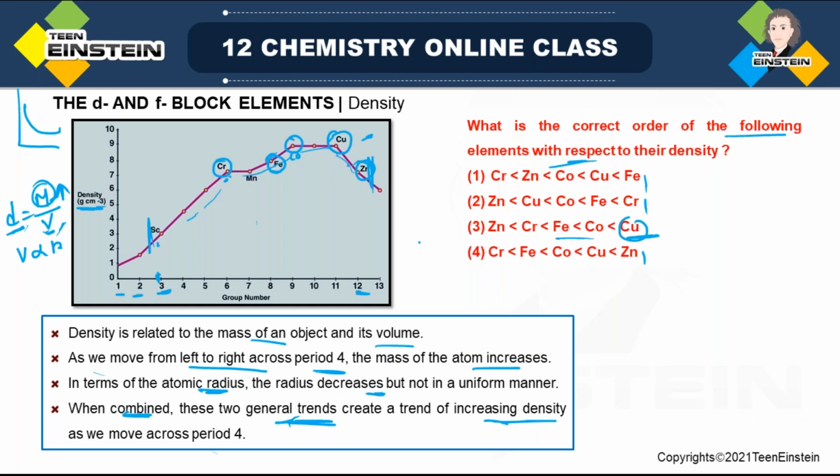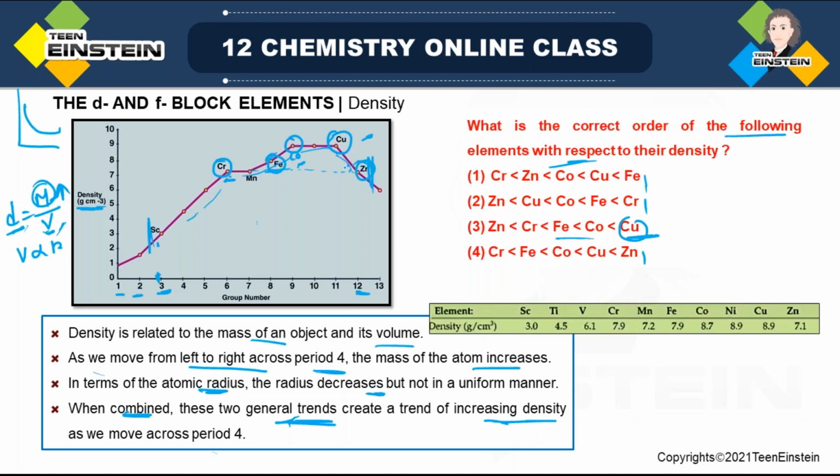So from the graph it is clear, but after copper it is mentioned cobalt. Okay, so this is the position of cobalt. After cobalt it is chromium and iron. So iron is a little bit greater than chromium. And chromium and Zn both seem as if they have the same value, but actually there is a slight difference. Chromium has slightly greater density than Zn.